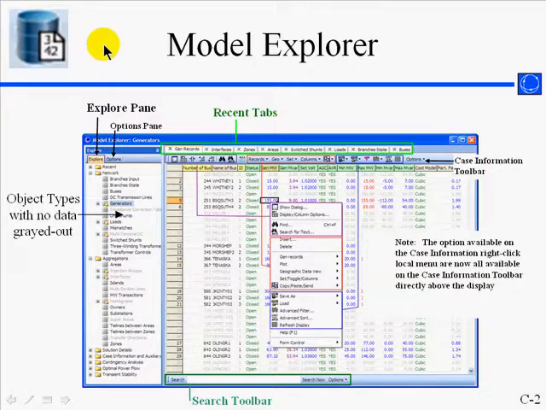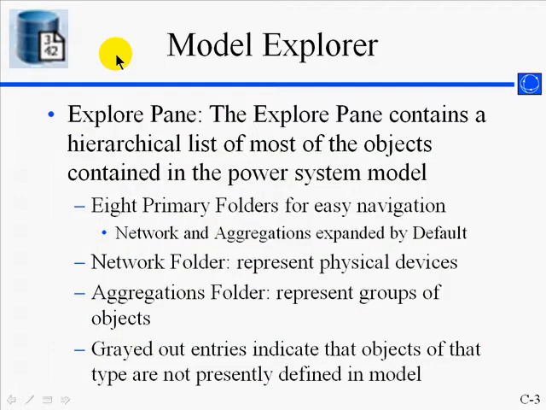The slide here shows the different components of the Model Explorer. Looking at the Explorer pane, and then on the right, the actual case information display, which is embedded inside the Model Explorer. The Explorer pane contains basically eight folders for easy navigation. The network and the aggregations are the ones that are most commonly used, and those views are expanded by default. Each of those folders you can expand or collapse by clicking on the plus or the minus sign that appears next to the folder.